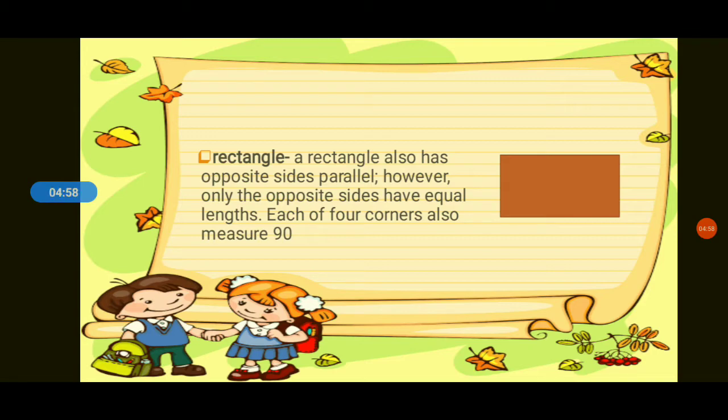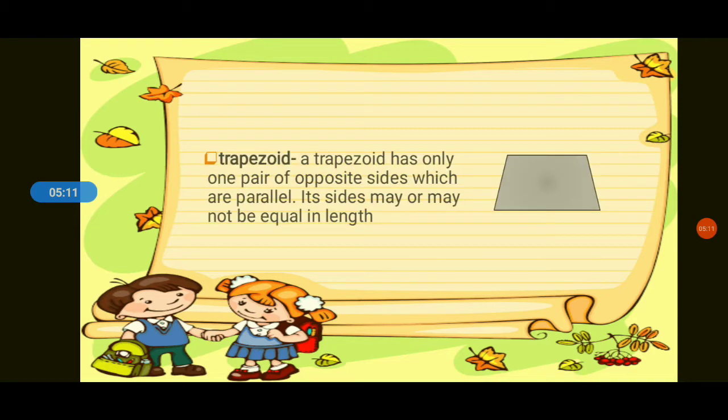A rectangle has opposite sides parallel. However, only the opposite sides have equal lengths. Each of the four corners also measures 90 degrees. Do you understand? And then we have this one. This is called a trapezoid. Now, when we say trapezoid, a trapezoid has only one pair of opposite sides which are parallel. Now, this figure is a trapezoid. Its sides may or may not be equal in length. Do you understand? That is a trapezoid.